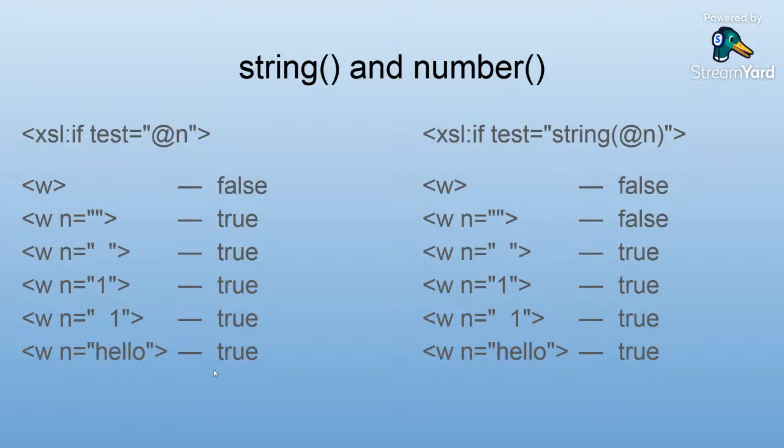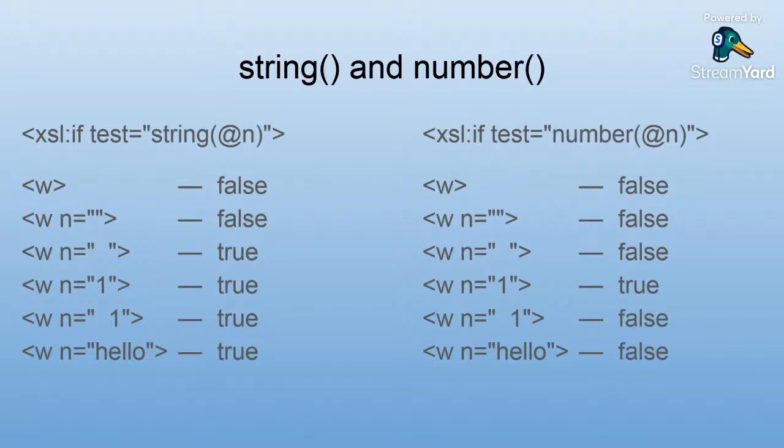That might be what you want, but you might want empty n elements to be ignored. So one thing we can say is, we use the string function and say, if the n attribute of this element has the value of a string, that is to say, if there is anything in there that can be treated as a string, then go ahead and print this. And in that case, this one would turn up as false, and therefore the if would not happen. But in all the other cases, it would, because even just having a space in there still counts as a string.